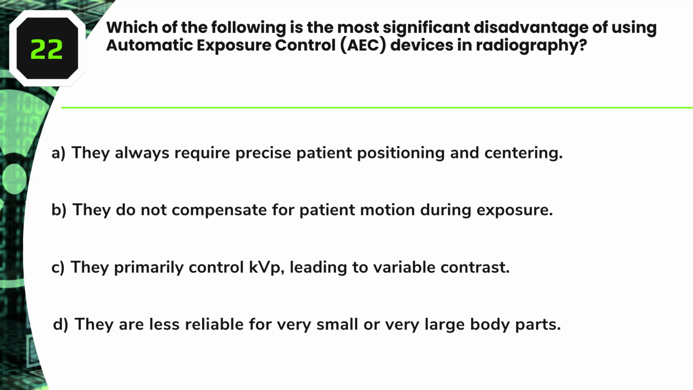Question 22. Which of the following is the most significant disadvantage of using automatic exposure control, AEC, devices in radiography? A. They always require precise patient positioning and centering. B. They do not compensate for patient motion during exposure. C. They primarily control kVp, leading to variable contrast. D. They are less reliable for very small or very large body parts.